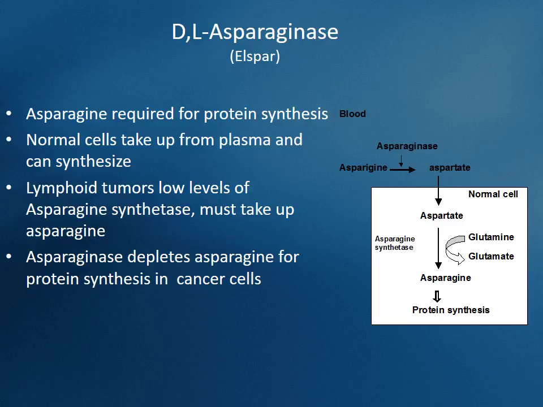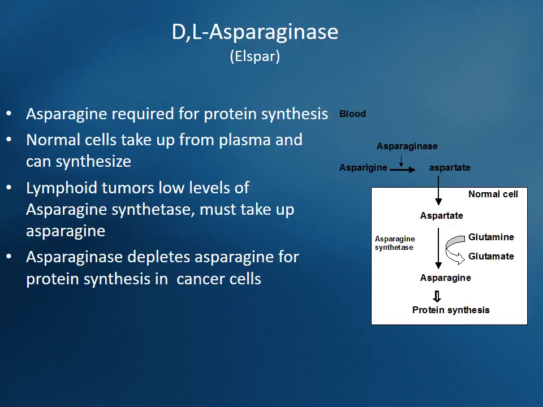Okay, and then this one's going to have a little bit different mechanism here, but it's another biologic product that has to be injected. It's called L-asparaginase. You may see a pegylated form of it called PEG-asparaginase, but basically the way this is working is that asparagine is needed in order to produce protein and just in general cell division and cell function. Normal cells are going to take up asparagine from the plasma, and they can synthesize it themselves, right? In the bloodstream, asparaginase can help to convert asparagine over to aspartate. Normal cells can convert aspartate back to asparagine. They can do that no problem.